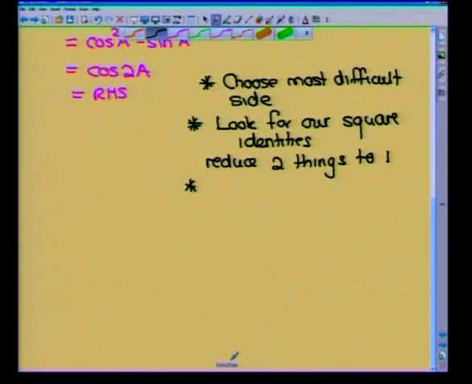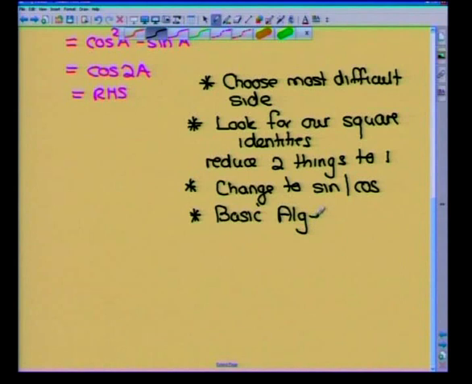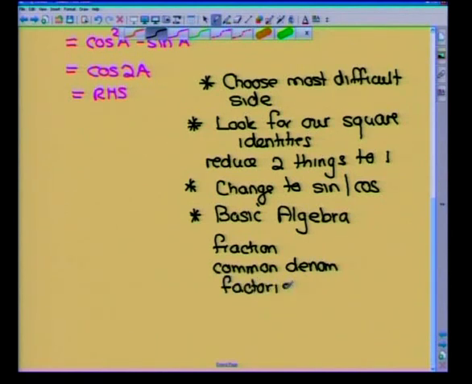Right, after having done that, the next thing we would do is change to sine and cos. So in other words, our tans would go. And then we would use our basic algebra. Now, what do I mean by basic algebra? I would mean your fractions, like we did with the common denominator just now. I would also mean factorization, or anything else we've learned to do when simplifying.